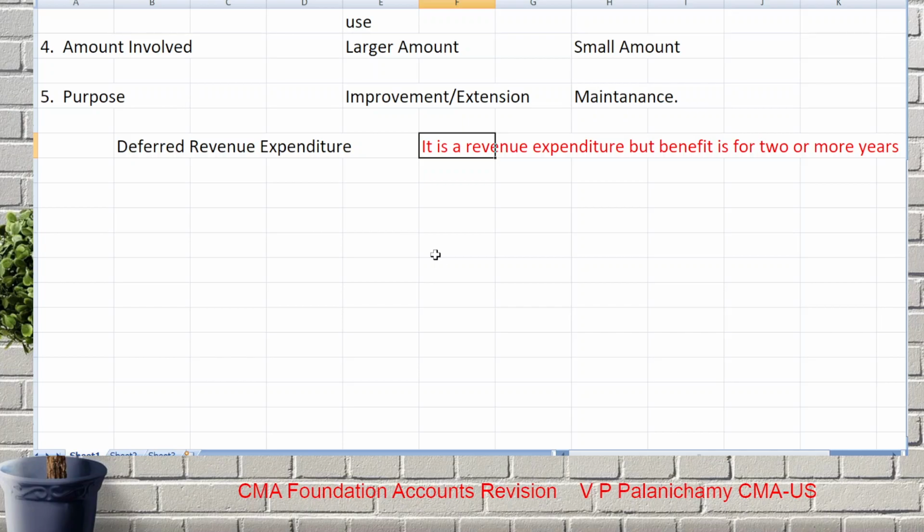Example, we spend heavily on advertisement for launching a new product. Okay, we are marketing hefty like anything. Will you do that marketing every year? No. Only the first time we will do such heavy advertisement.